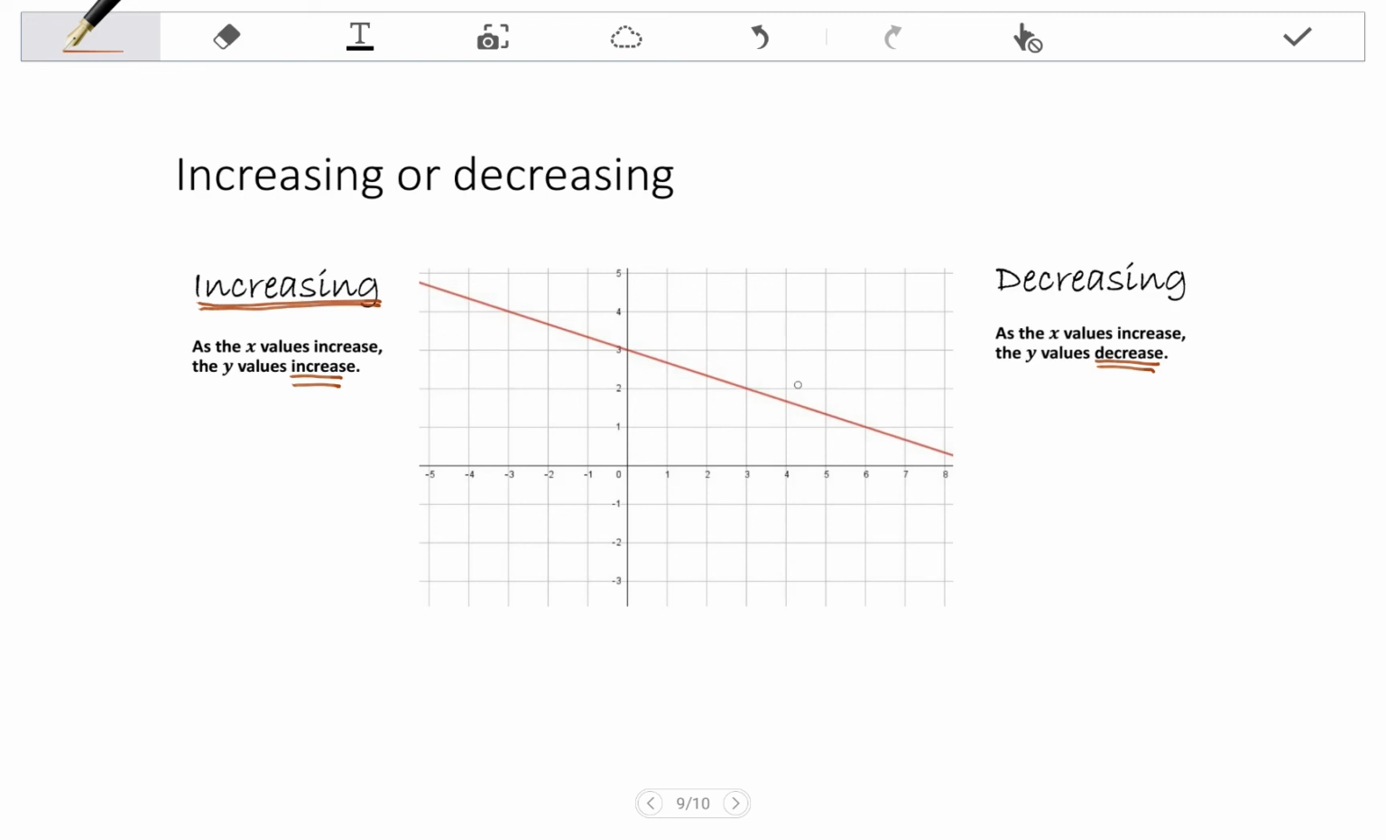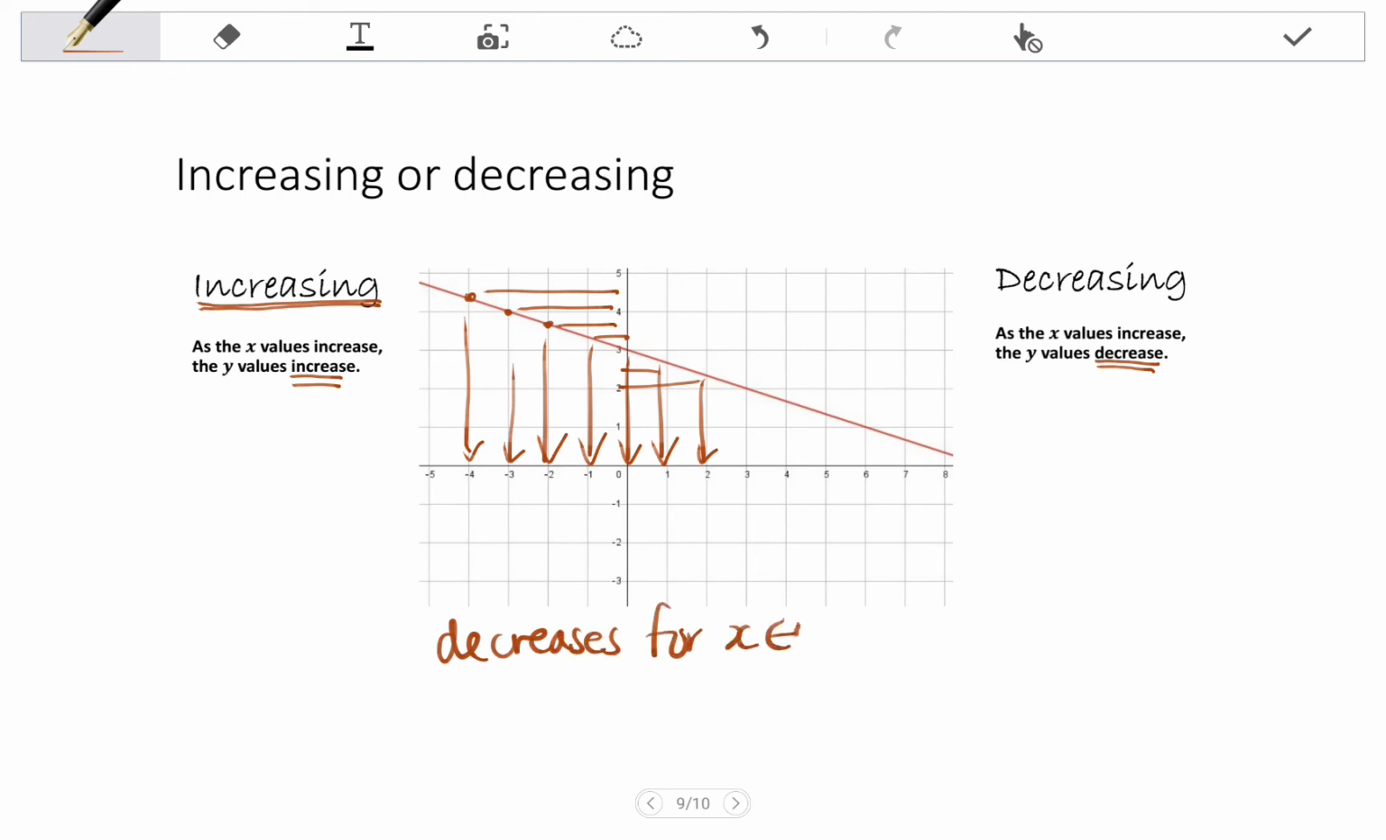So this graph here is a decreasing graph because as I move from left to right, looking at my x coordinates, what is happening to the y coordinates? They are slowly decreasing. So this is a decreasing graph. So this graph decreases for x is an element of R, if we know that this graph is not restricted and continues forevermore.